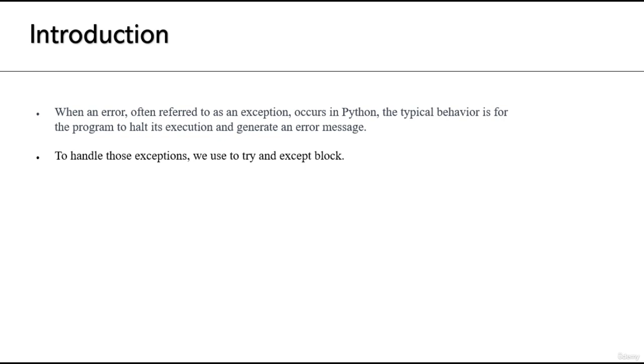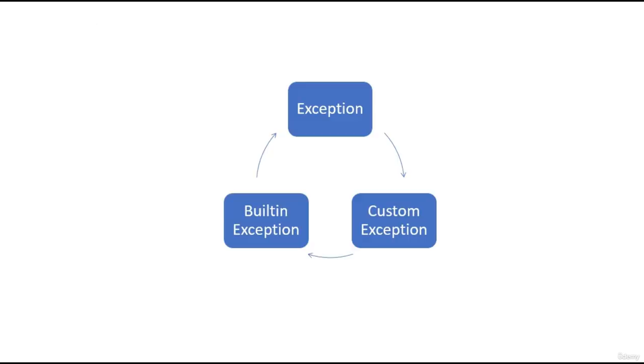Now in Python programming, we have two types of exceptions. First of all, we have something called built-in exceptions. Built-in exceptions are predefined errors present in the Python programming language, such as zero division error. Then we have custom exceptions. Custom exceptions are errors that the user defines by themselves in order to handle some specific error scenarios. Now let us see the practical.